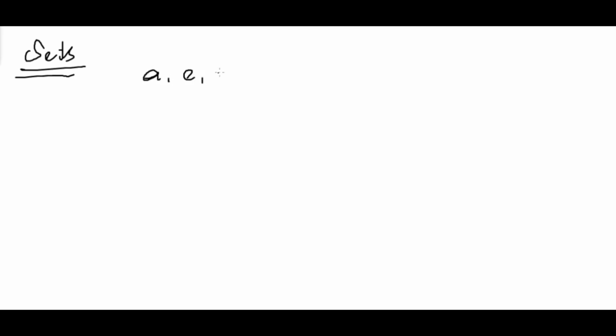A, E, I, O, U. These are the set of vowels. Now another example, set of first 5 natural numbers. Okay, 1, 2, 3, 4, 5. These we can list out correctly.